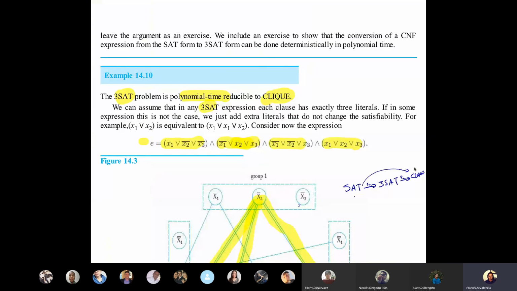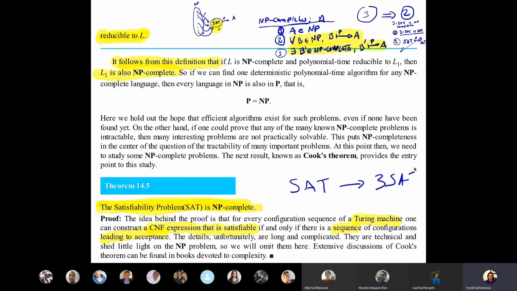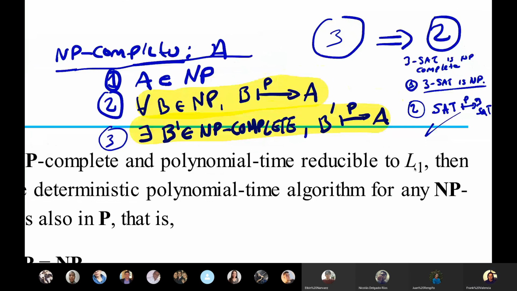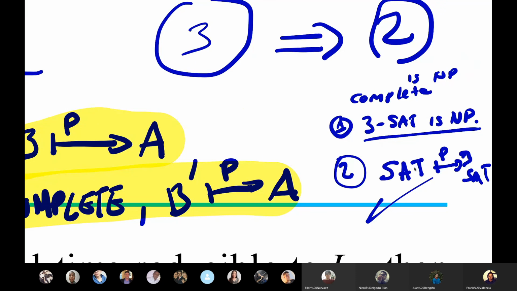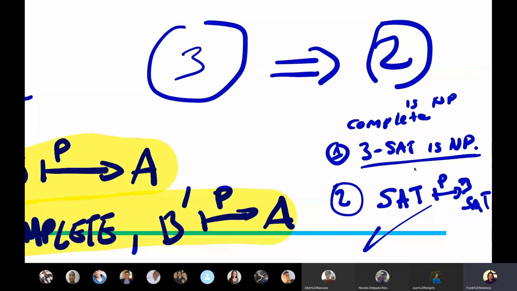Okay. So, and then you can do the same with clique, right? Let's do it with clique. Okay, clique. I'm trying to write with my finger. It's harder. Okay, clique.